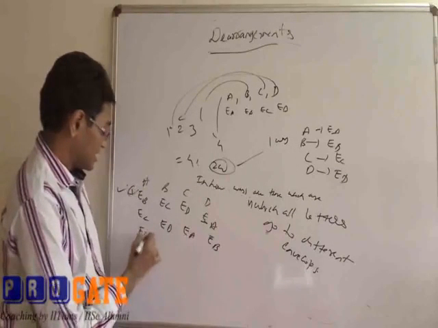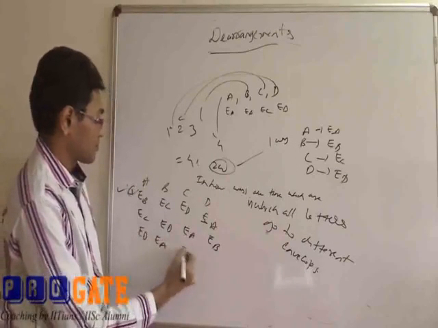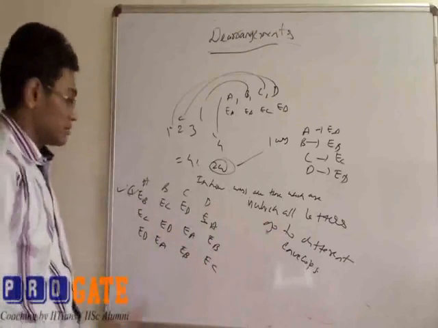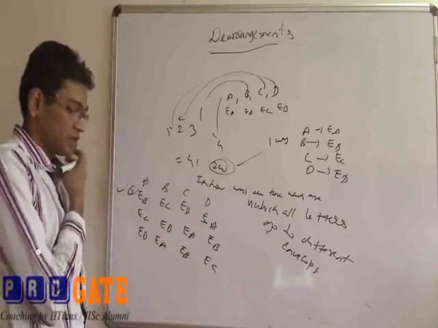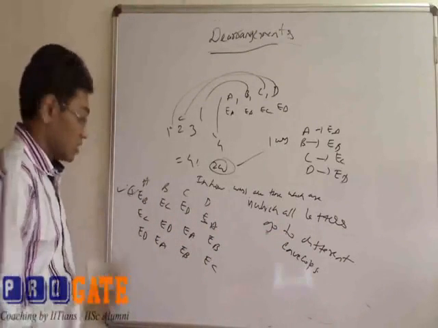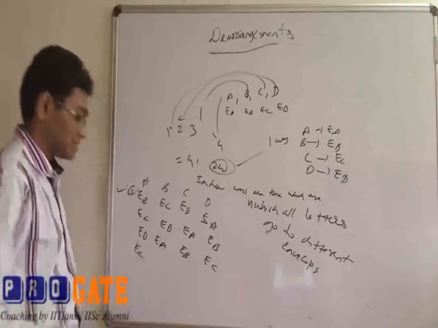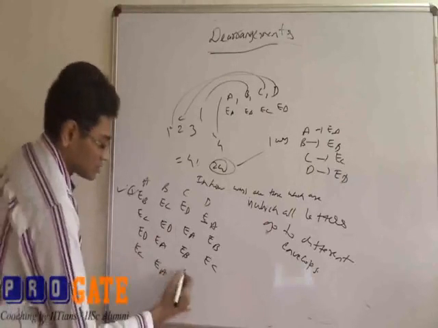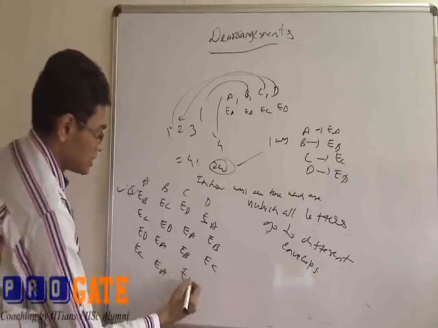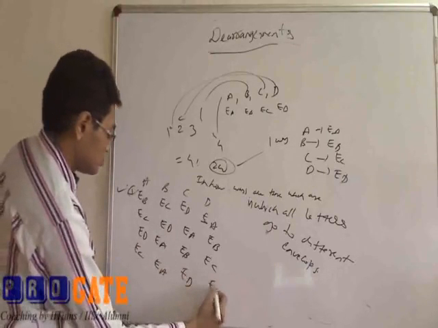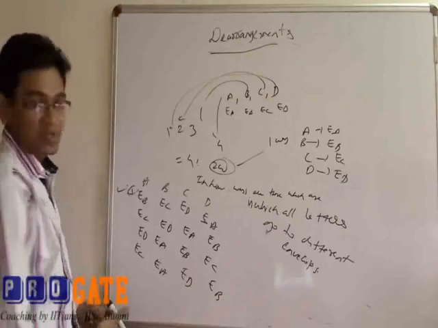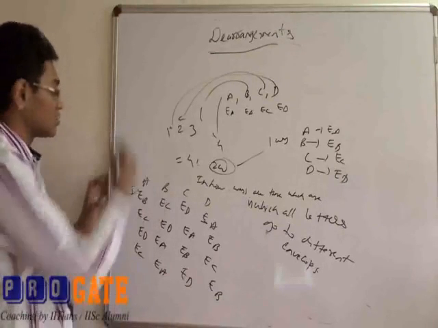Or I can do something like this: A goes into D, B goes into A, C goes into B, and D goes into C. Or maybe let me try something else, that this goes into C, this goes into A, this goes into D, this goes into B. So this is one counting. This is a small example.